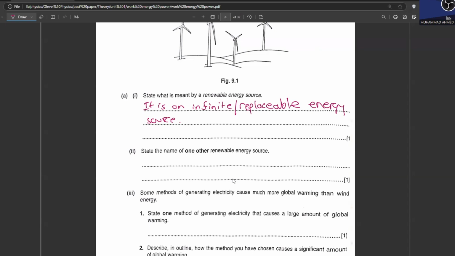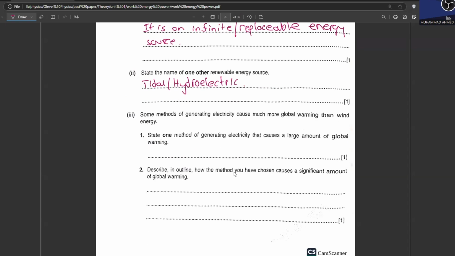State the name of one other renewable energy source: tidal, hydroelectric can come here. Some methods of generating electricity cause much more global warming than wind energy. State one method of generating electricity that causes a large amount of global warming: coal fired power station. Coal fired power stations produce a lot of carbon emissions.